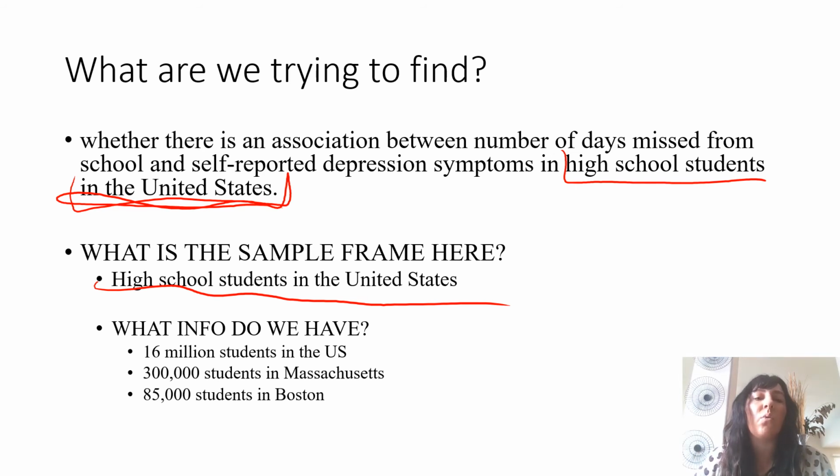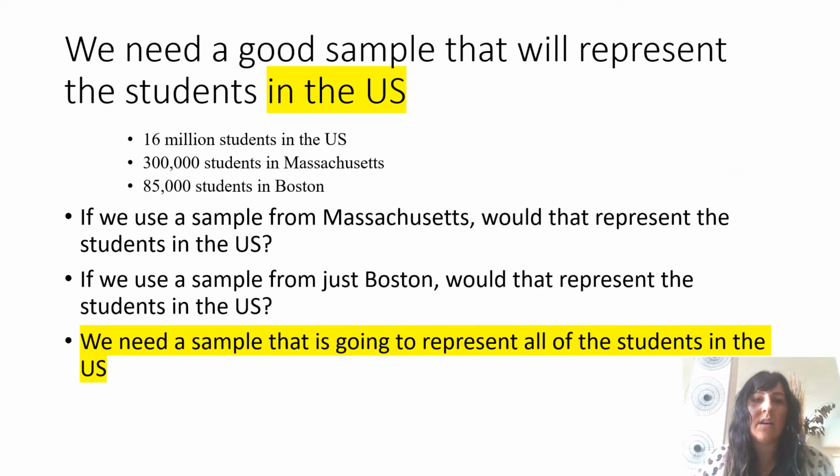So what information were we actually given? We were given that there are 16 million students in the United States, 300,000 students in Massachusetts, and 85,000 students in Boston. These last two may not even be relevant information. So let's move on. We need a good sample that will represent the students in the United States. That's what we're really focused on in this question.